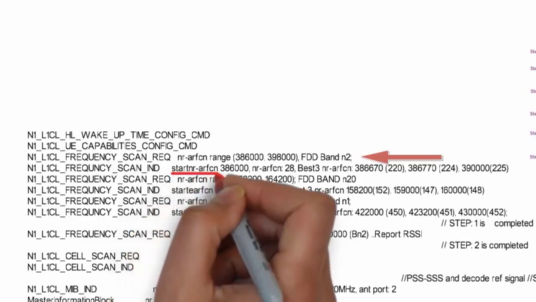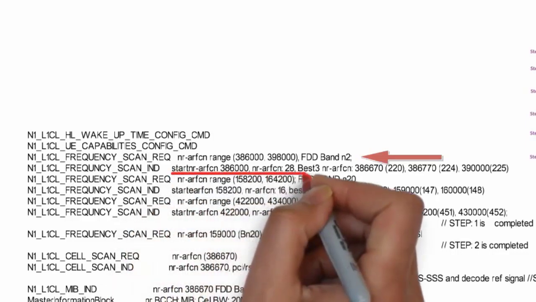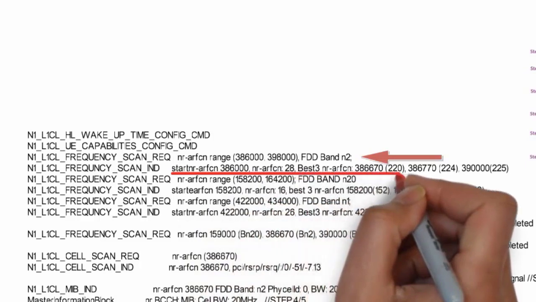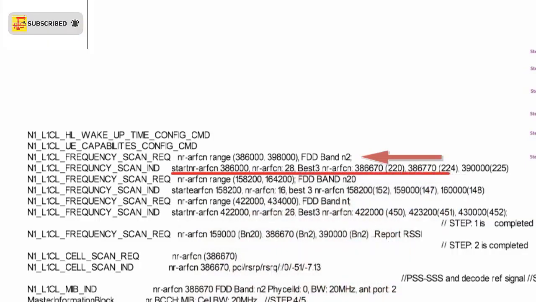Now the N1 L1CL physical component got the result where the scan started from 386,000 and total ARFCN scanned is 28. Out of 28 ARFCN, the 3 best ARFCN are 386,000, 386,670 and 399,000. These 3 frequency were found for band 2.